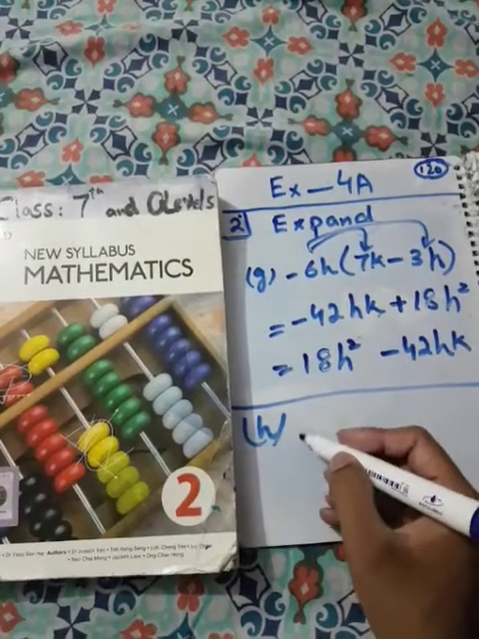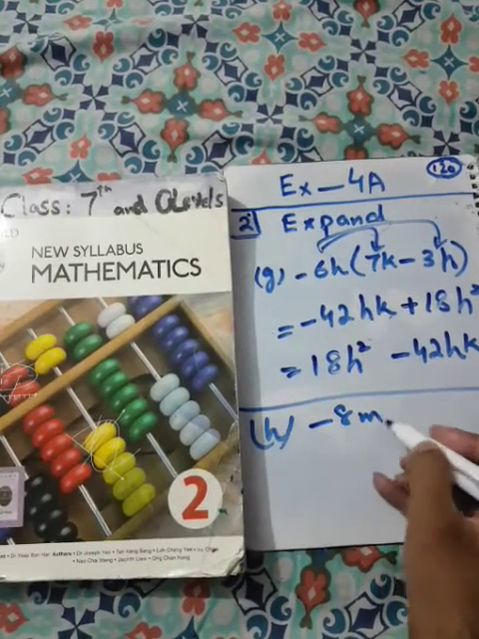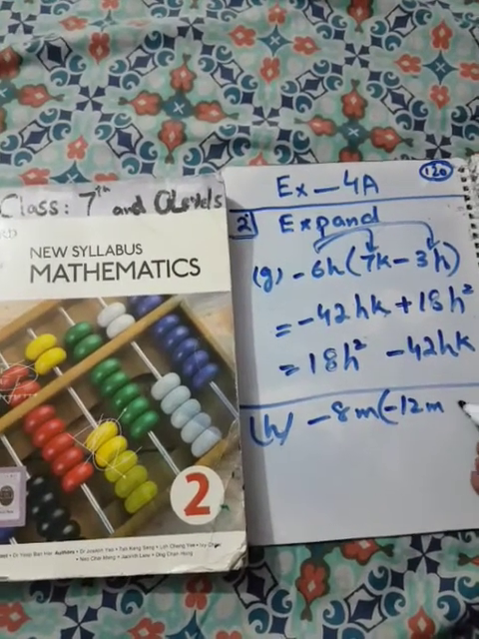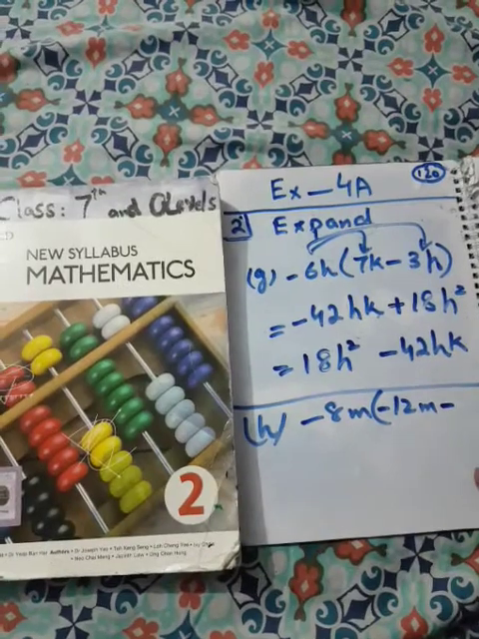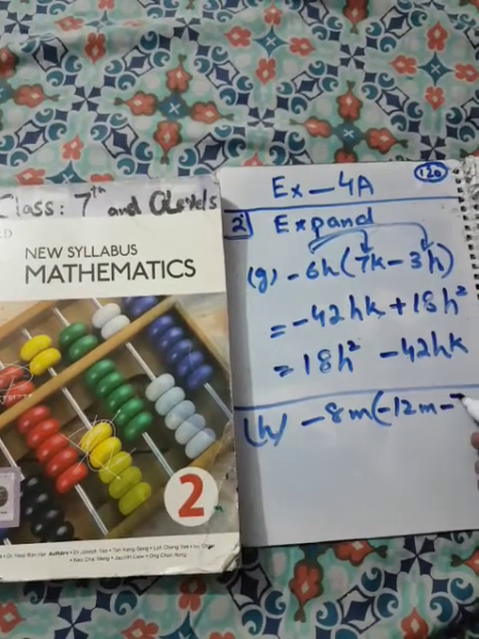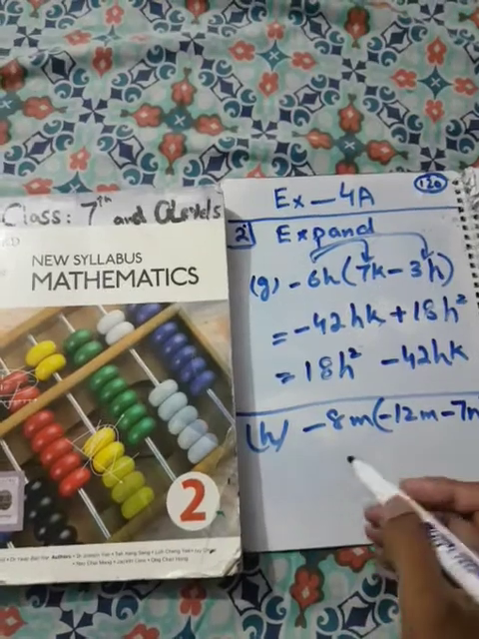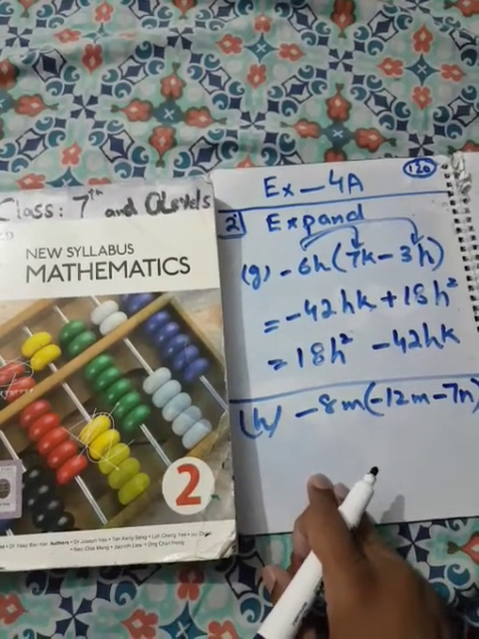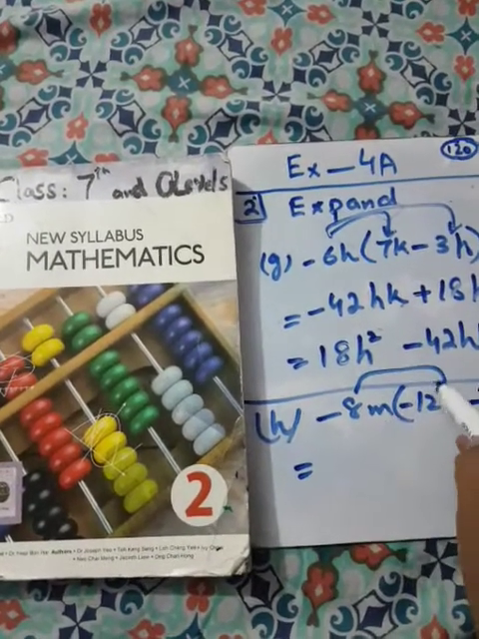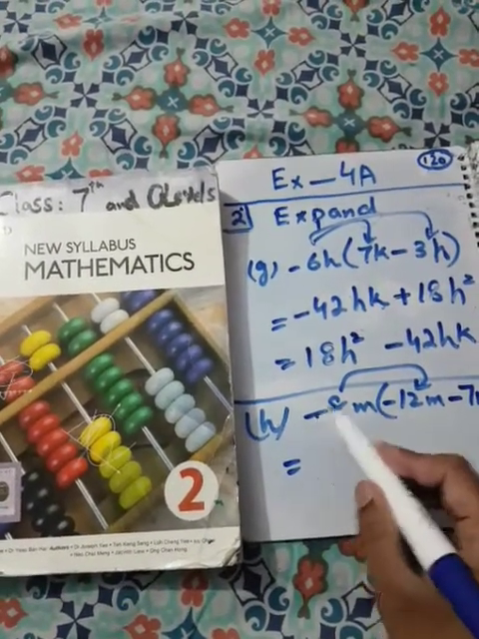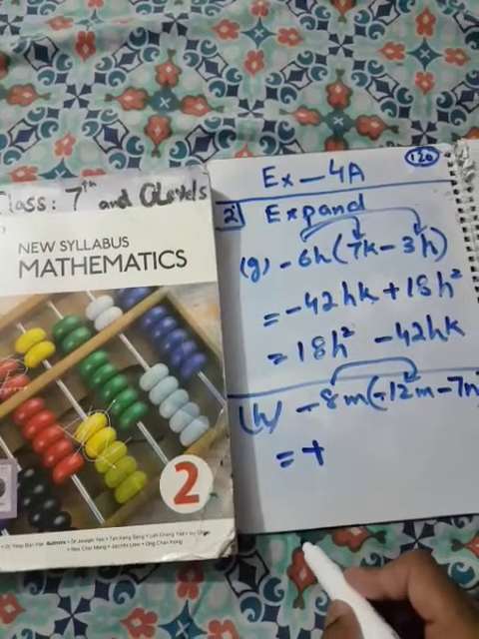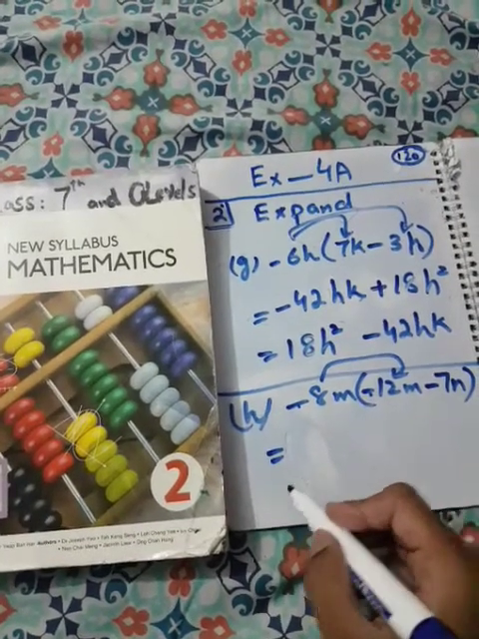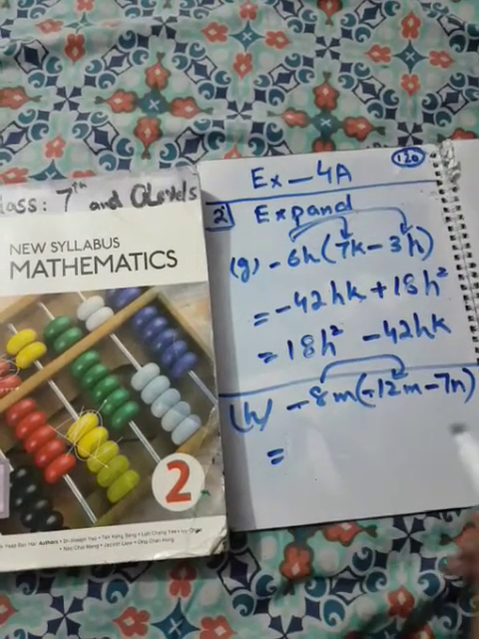The part number h is minus 8m into minus 12m minus 7n. This is different from the previous parts, but I shall appreciate it if you could do this part yourself. Okay, if you want to do it, you can. If you can't, then I shall help you. Minus 8 will be multiplied with minus 12, minus times minus is plus. But you don't need to place a plus sign at the start. You can remove it. The plus sign is understood. If you don't place any sign, that means it's a positive sign.